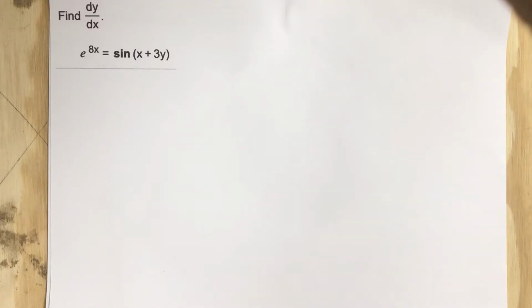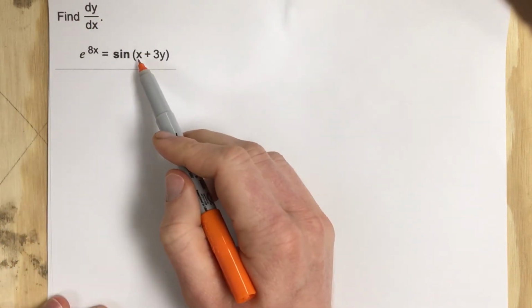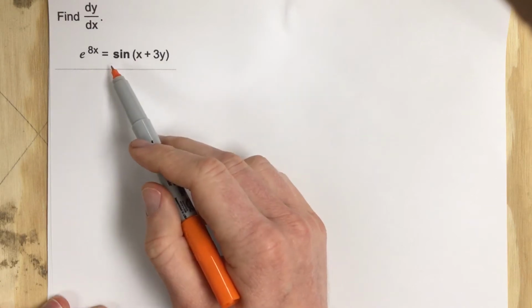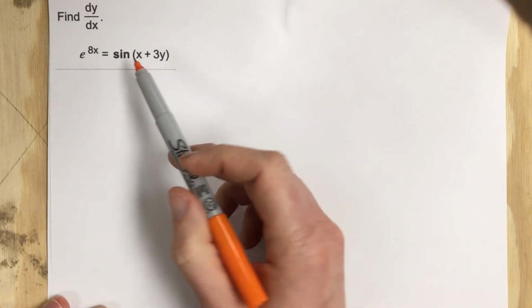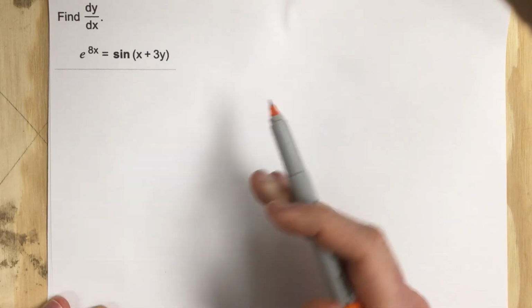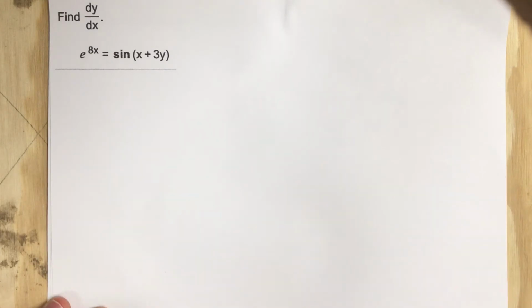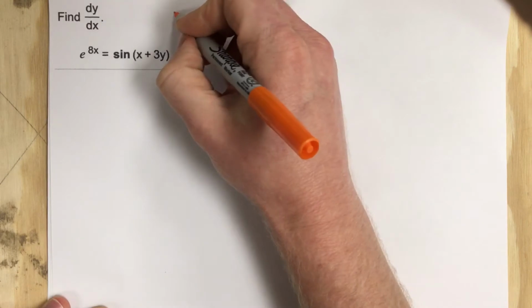This is problem number 4 from section 3.7. In this problem it says find dy over dx. And we can see that we have an equation that is not y as a function of x, where y by itself is equal to some expression with x in it. So because we don't have that, we need to use implicit differentiation.